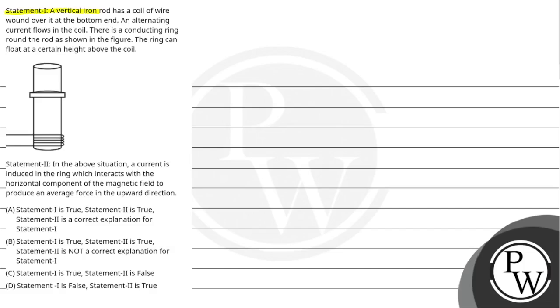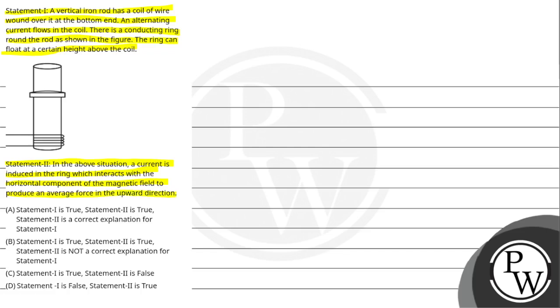Statement 1. A vertical iron rod has a coil of wire wound over it at the bottom end. An alternating current flows in the coil. There is a conducting ring around the rod as shown in the figure. The ring can float at a certain height above the coil. Statement 2. In the above situation, a current is induced in the ring which interacts with the horizontal component of the magnetic field to produce an average force in the upward direction.